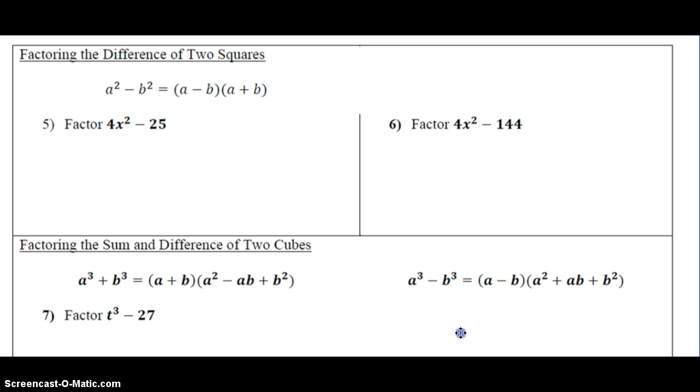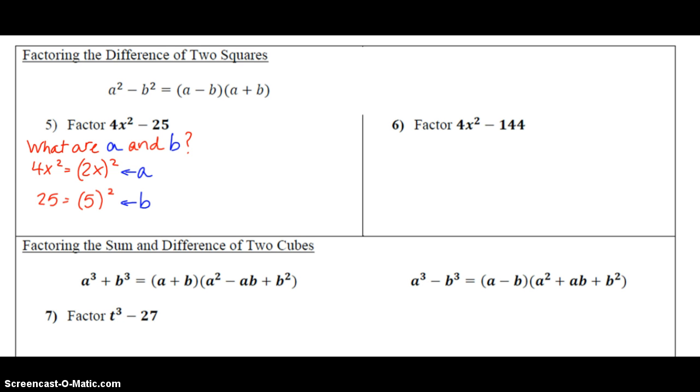All right, we have a few more different schemes that we need to go through, factoring the difference of two squares and factoring the sum and difference of two cubes. In both cases, we've got models that we're going to follow. So I'm going to ask you to pause the video, try these out, and check your answers when you turn the video back on.